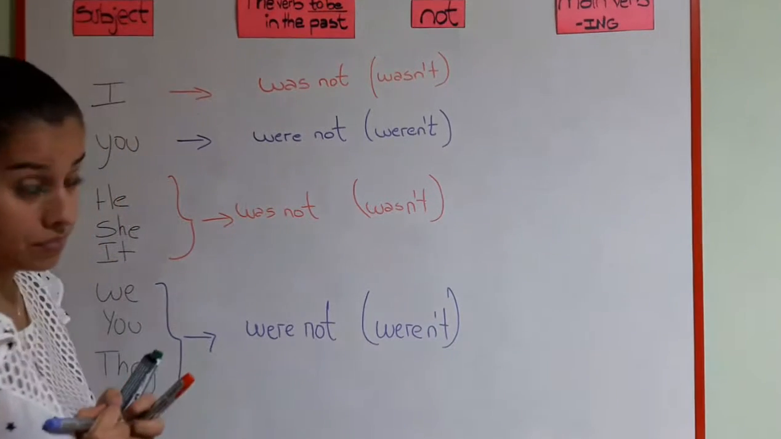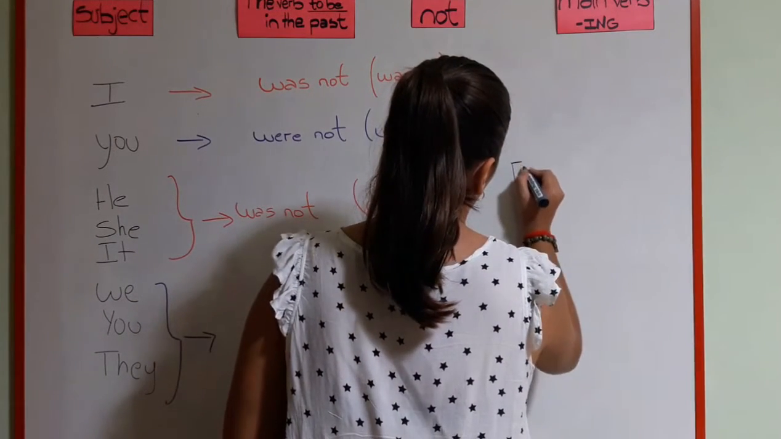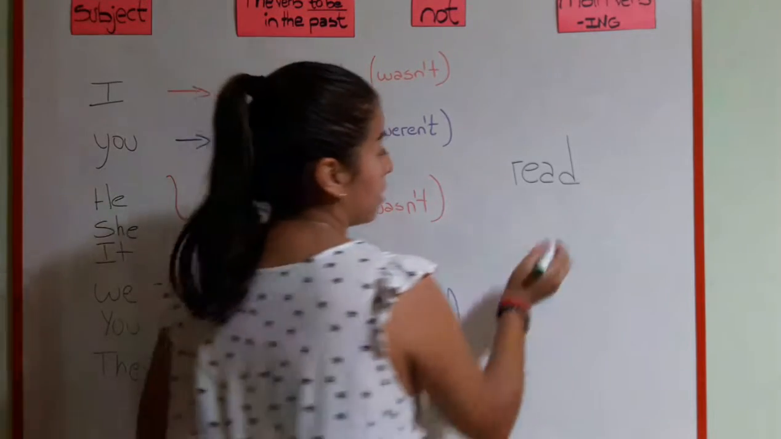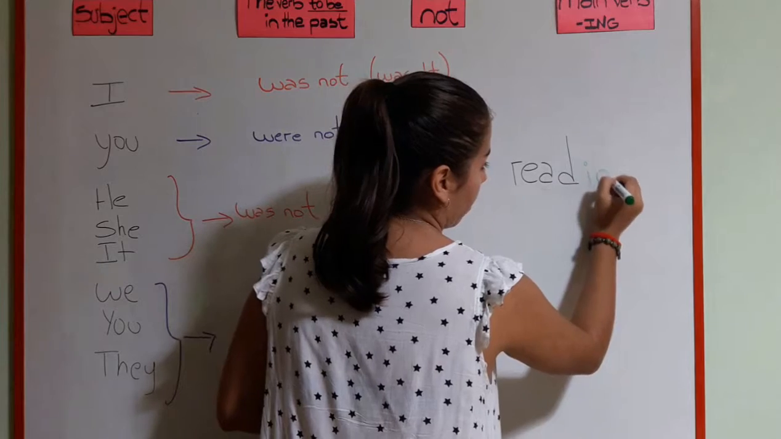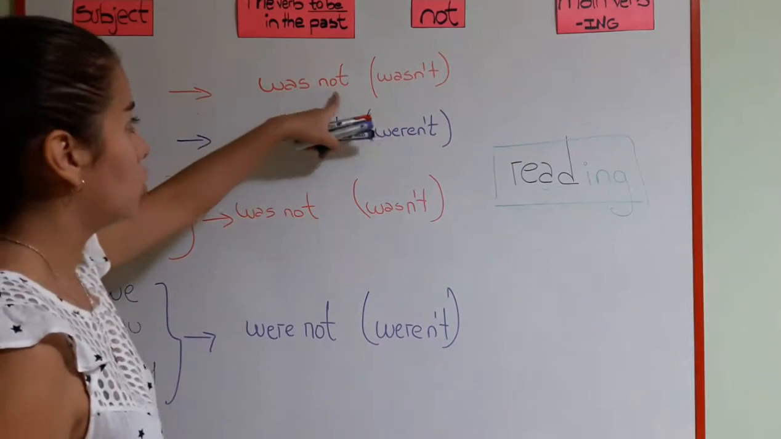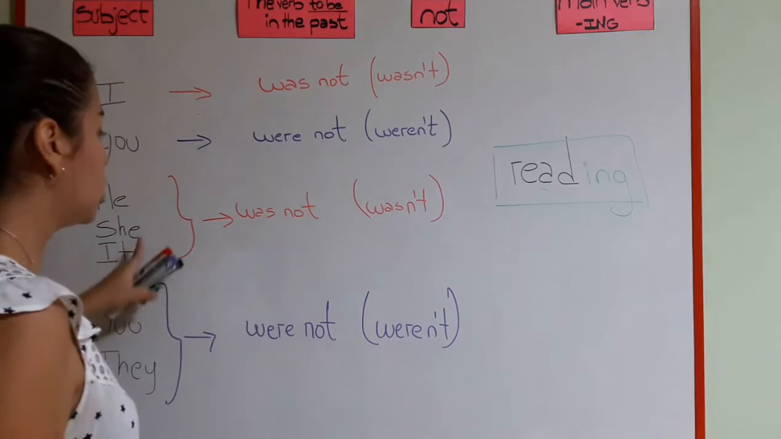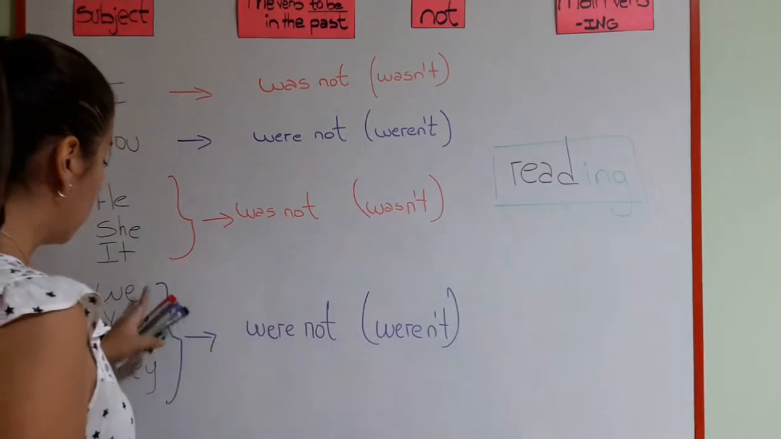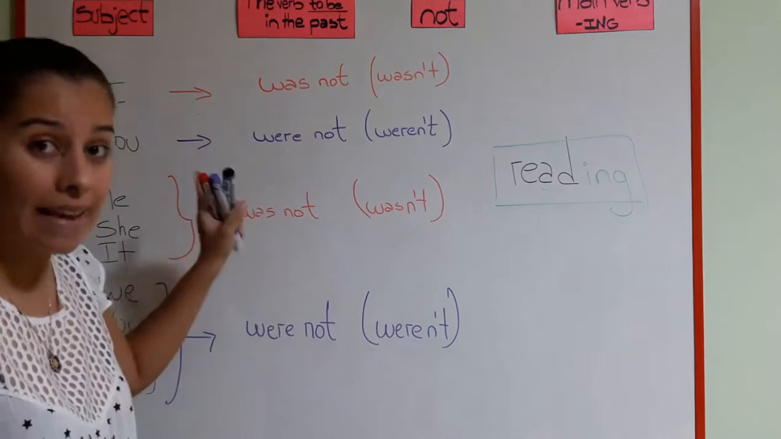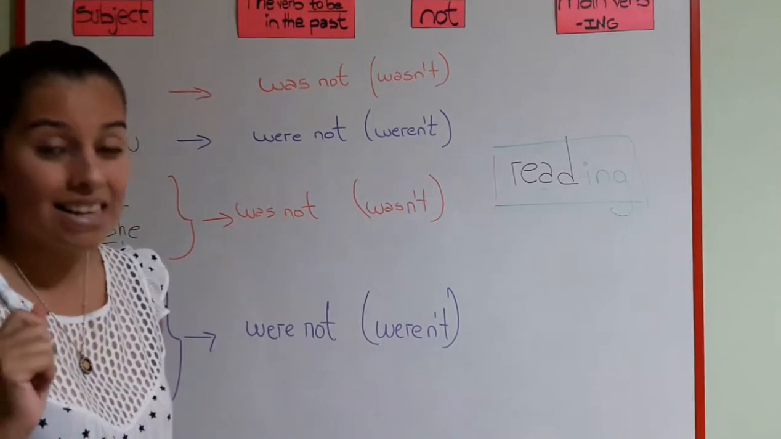And the main verb, for example, read plus ing. Yes, always remember this. The main verb has ing. So we have I was not or wasn't reading, you weren't reading, he, she, it wasn't reading, we, you, they weren't reading. Yes? What is the meaning of this sentence? You weren't reading. Tú no estabas leyendo. Okay?